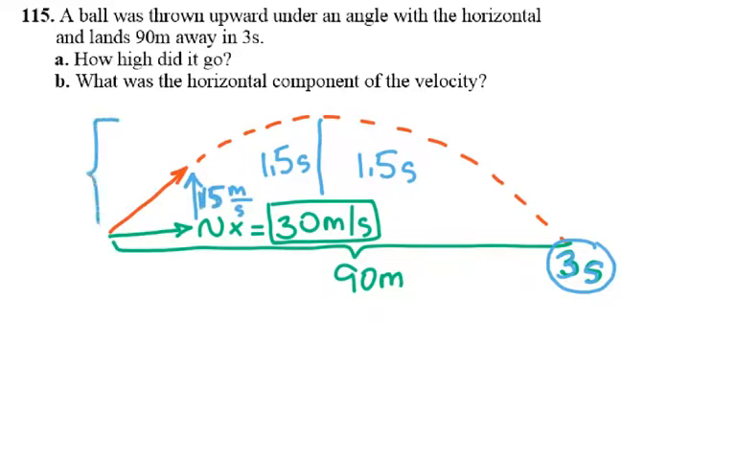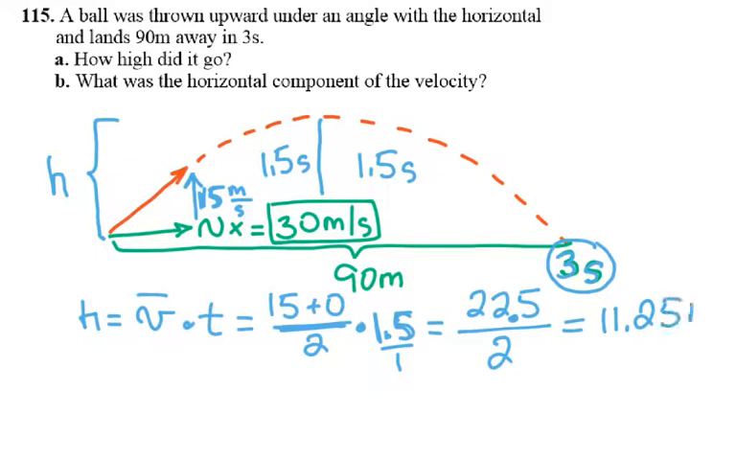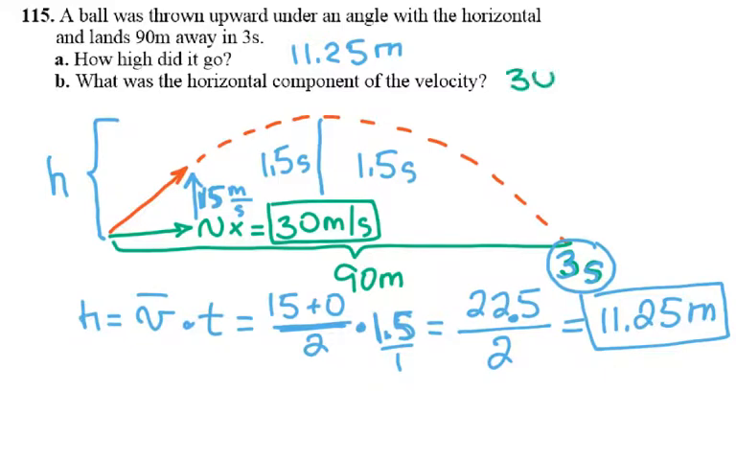So if I need to calculate how high up it went, the height is equal to the average velocity times the time. The initial velocity is 15, 0 is final, divided by 2, times 1.5 seconds. 15 times 15 is 225, but I don't have 15, I have 1.5, so I have to put a decimal point. Divide by 2, that gives me 11.25 meters height. So the height it reaches is 11.25 meters. And the horizontal component of the velocity is 30 meters per second.